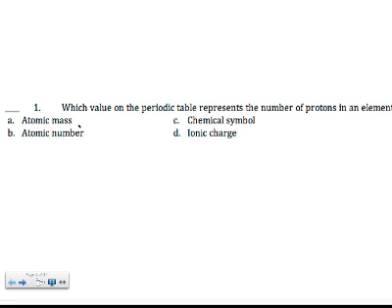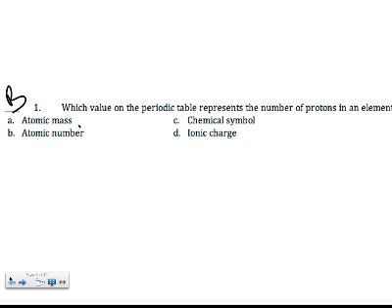This is the practice test answer key walkthrough for the test on atomic structure and nuclear chemistry. Question 1. Which value on the periodic table represents the number of protons in an element? The number of protons in an element is the atomic number. It's what defines the element.